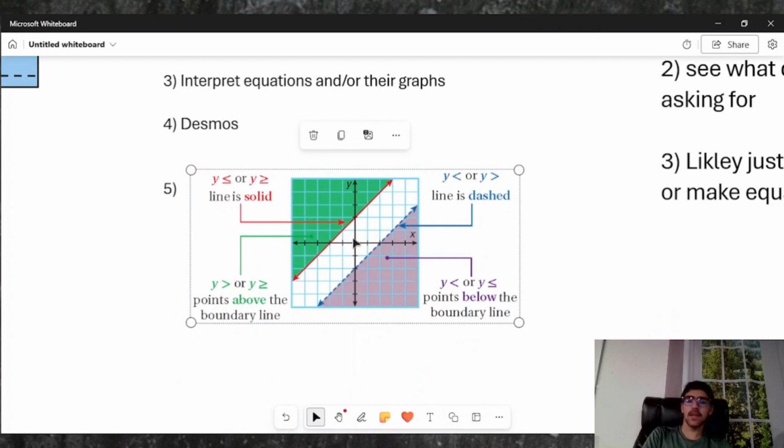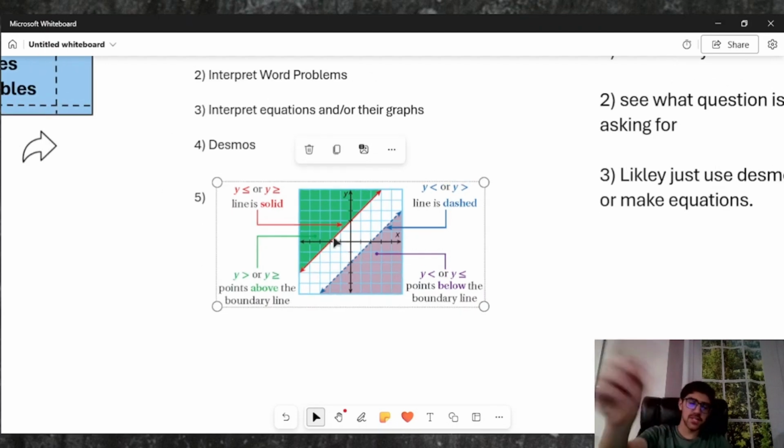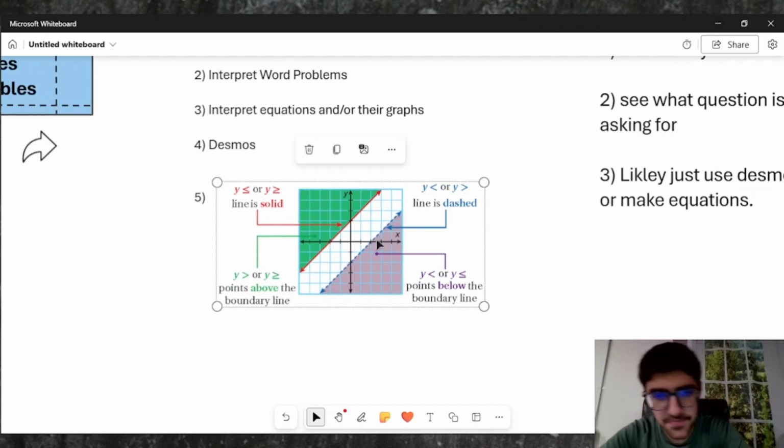Let's say they give you a bunch of coordinates and they ask you which one is a solution to the following equation. And the equation is not an equation, it's an inequality. Then you can just plug it in and see which points are in and which points are not. And Desmos will shade it in and everything for you.